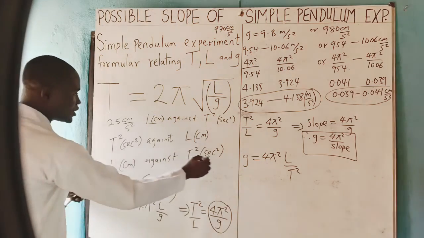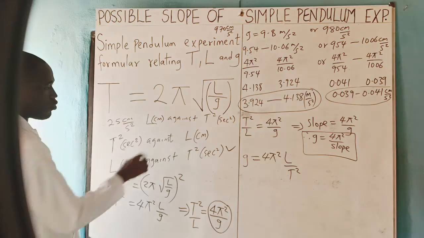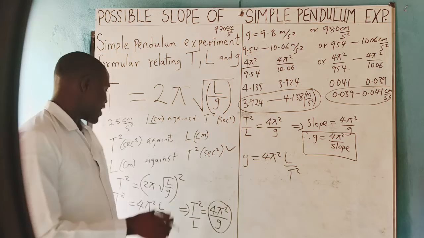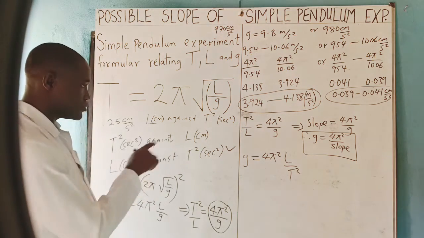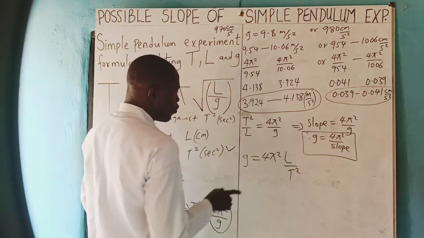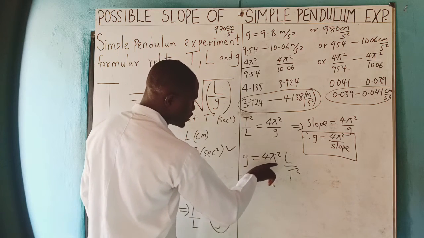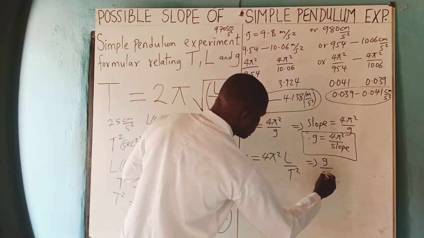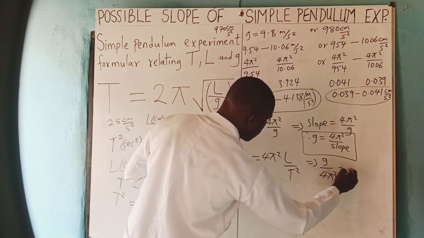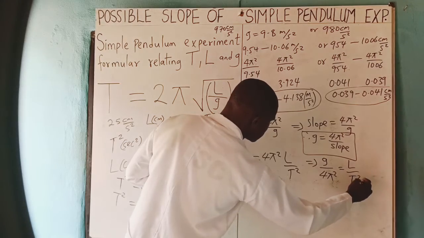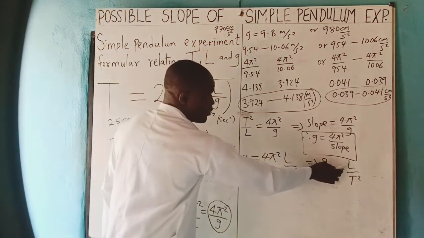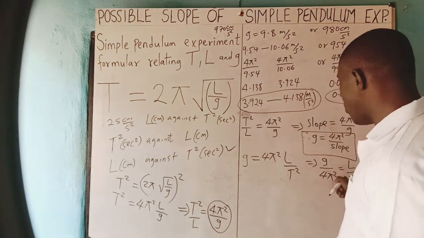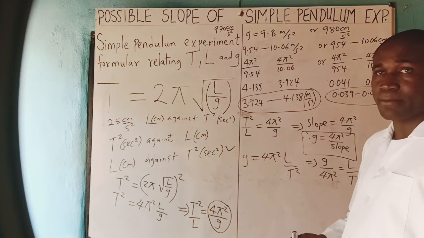I am considering the second one. When you are asked to plot the graph of L against T square, whether it's in meter or in centimeter, what happens here is that this 4 pi square will come this side. It will be giving you G over 4 pi square is equals to L over T square. You have seen it now. Plotting graph of L against T square is giving you G over 4 pi squared.